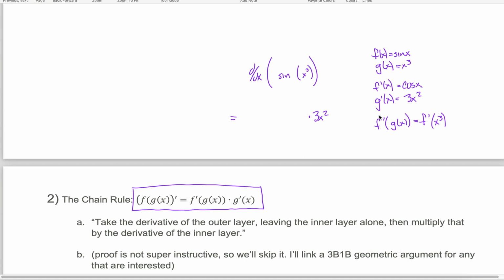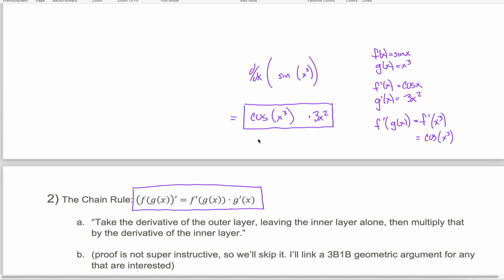Because remember, when you have composite functions, you work from the inside out, and g of x, written right here, is x cubed. f prime of x cubed is something that we can figure out, because we know f prime of x, so we can figure out f prime of x cubed by copying this exact line that we see right here, changing all of the x's into x cubed. So f prime of g of x is equal to the cosine of x cubed. What this all tells us is that the derivative of sine of x cubed is equal to the cosine of x cubed times 3x squared.